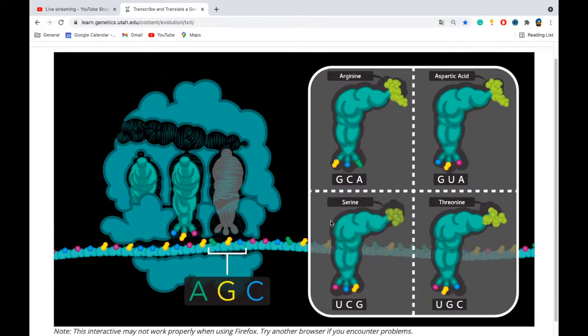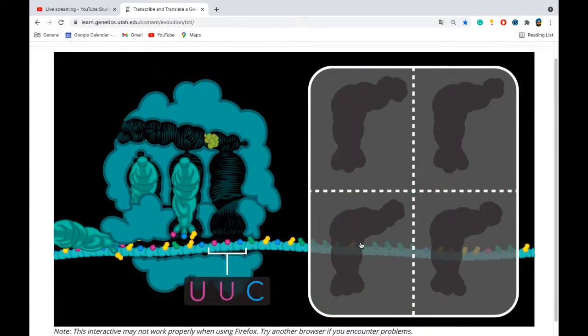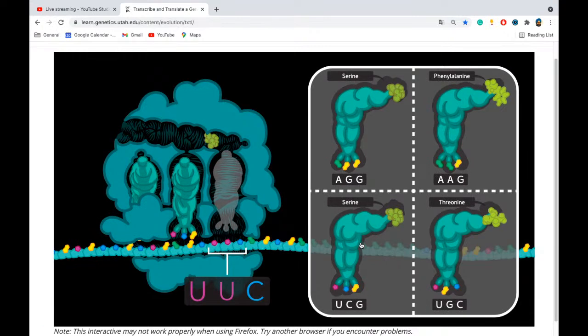So for AGC, it will be serine, threonine, aspartic acid, or arginine. What do you say? Is it serine? Yes, it is serine. UUC: phenylalanine, serine, threonine.